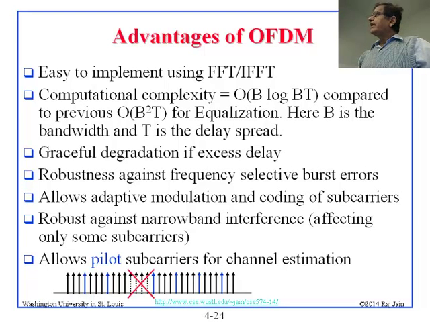And it allows adaptive modulation and coding of the subcarriers. Adaptive means we measure the noise and then we change the modulation accordingly. That is called adaptive. Adaptive modulation is either we use BPSK, QPSK, 4 QAM, 16 QAM, depending upon the noise. That is called adaptive modulation. Basically, adaptive modulation and coding of the subcarriers. These are all subcarriers. Robust against narrow band interference.